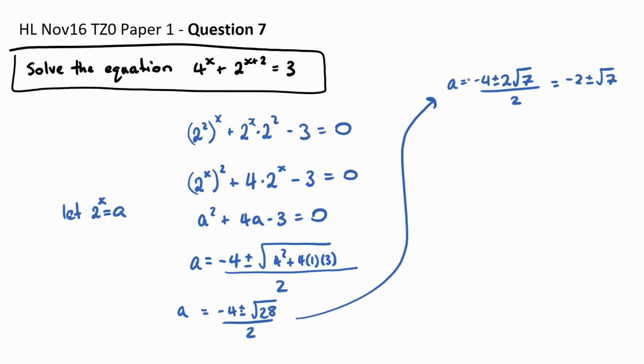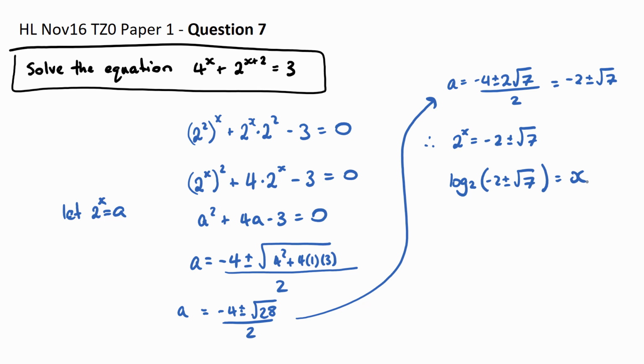Okay, that's what a is, but a, remember, is 2 to the x. So therefore 2 to the x equals negative 2 plus or minus root 7. Now how do I solve for x? That's the question. I can turn this into a logarithm. If the power is ever the unknown, we can turn this into a log. This will be log base 2 of negative 2 plus or minus root 7 equals the power x.